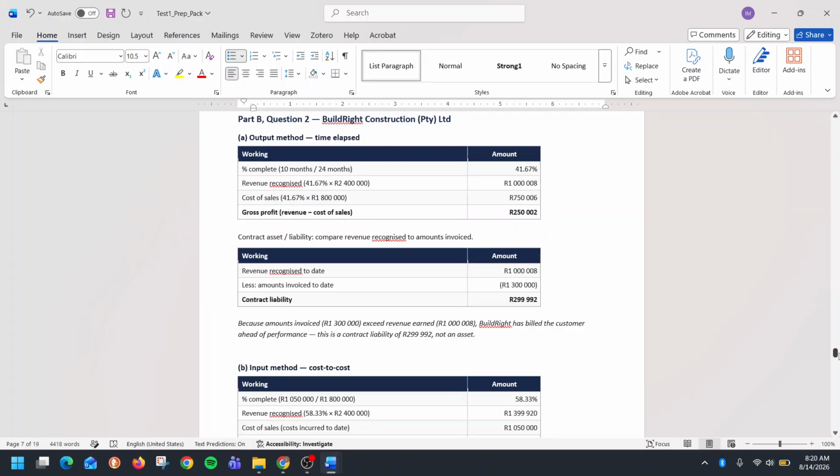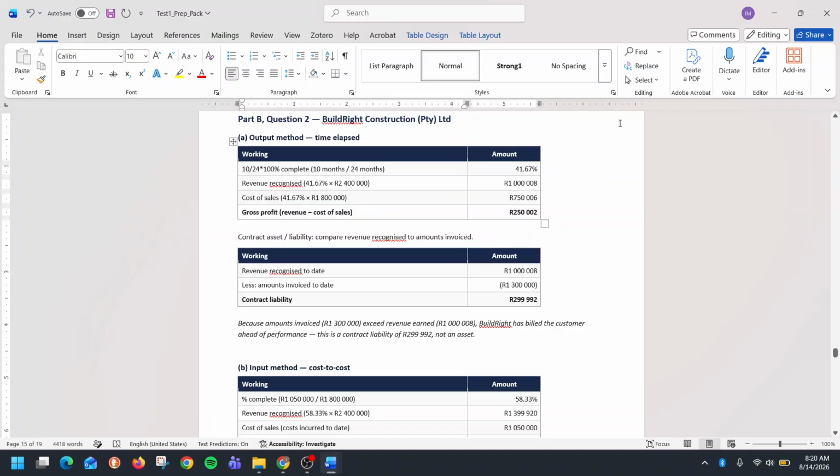You can either use it as that or convert that to percentages, right? 10 over 24 will give you a percentage. So you can simply say 10 months, 10 divided by 24 multiplied by 100. Then you're going to get a percentage.